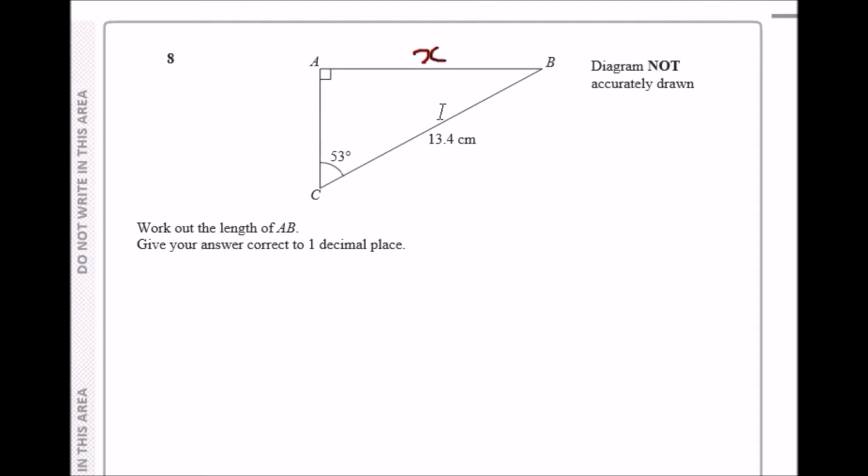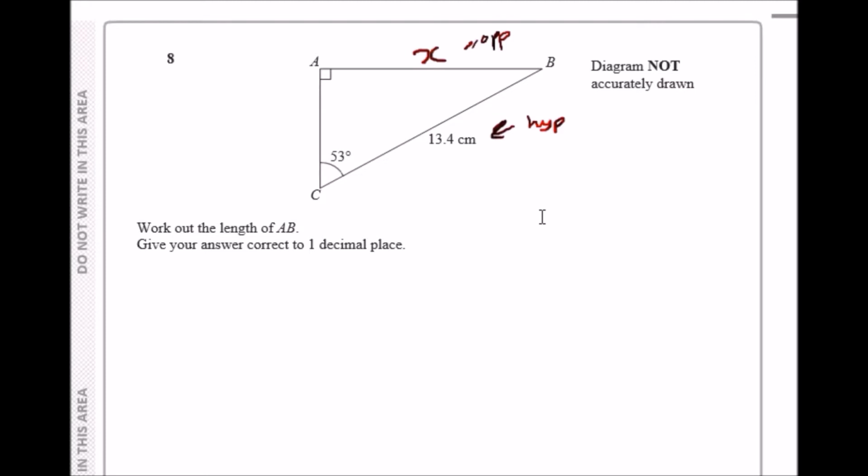An easy way to do this is to start labeling sides. Every time we're dealing with a certain angle, the side opposite it is always known as the opposite. So this x here is known as the opposite. The longest side is known as the hypotenuse. This side is known as the adjacent. AC is adjacent, but we're not interested in that.